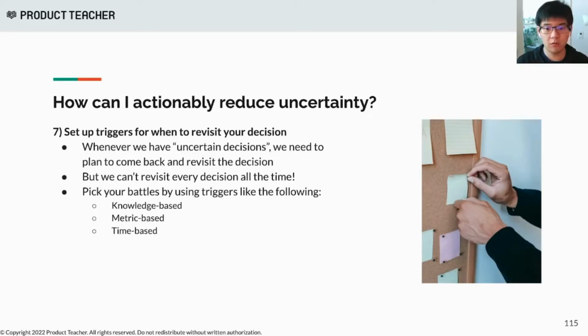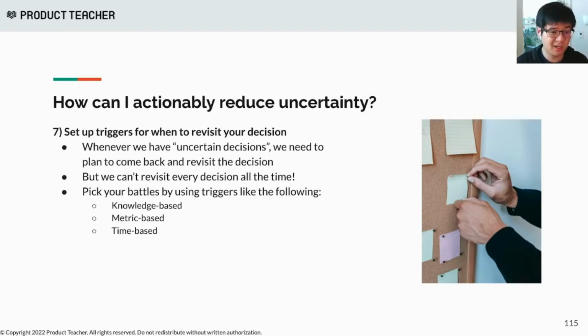Great, so now we've got all the information that we need to make our decision, and we've gone ahead and made that decision, which is fantastic, right? We're learning from it. Now that we have something out in production, we can continue to keep moving. But anytime we have uncertain decisions, it's likely because there are areas that are quite risky. And so we should plan to come back and revisit that decision as we learn more and as we continue to de-risk the situation. Problem is, we can't revisit every decision all of the time.